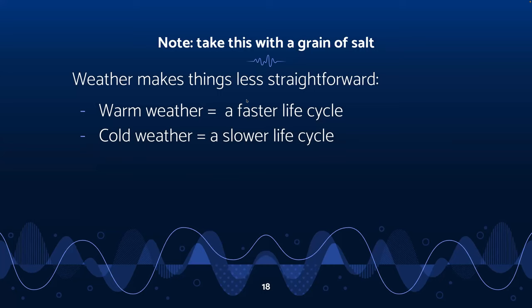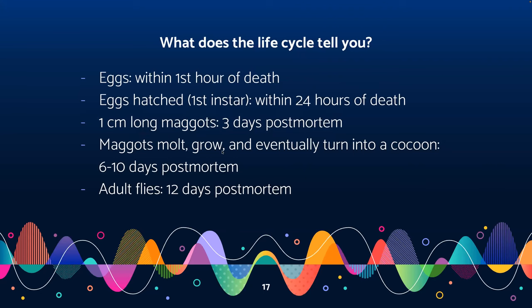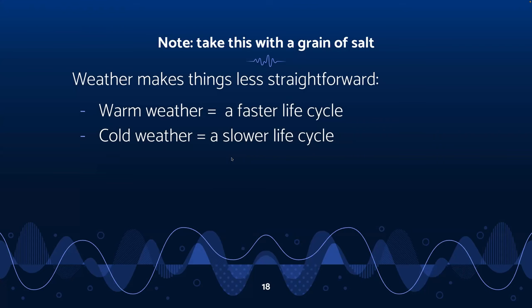All right, so these times aren't going to be exactly like this, because say in summer or in a really warm place, the life cycle will be a lot faster because they're going to be reproducing faster, right? While in cold weather, there will be a slower life cycle. So in warm weather, if you see maybe an egg in the body, it probably will be a little bit less than 24 hours, just because the life cycle goes so much faster. And the same thing for cold weather. If it's really cold and you see an egg, it might be a little bit more than 24 hours.